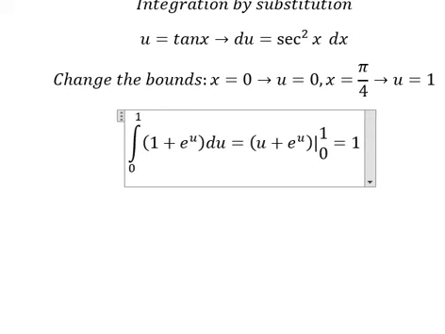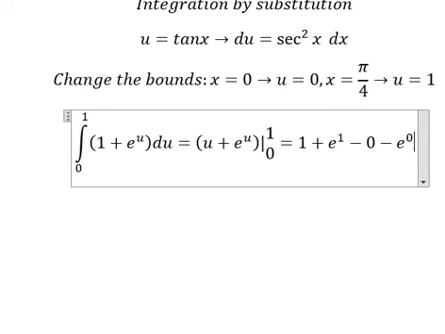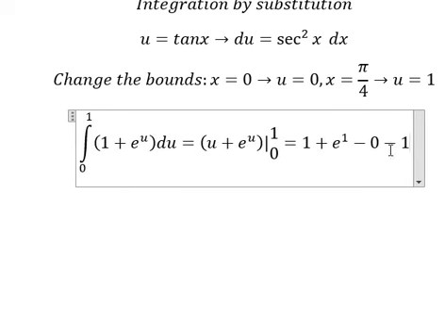So we have the final answer. So this one is about 1. 1 minus 1 cancels. So we just have this one left. And that is about e.